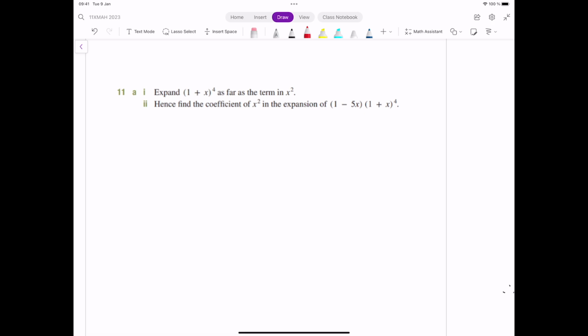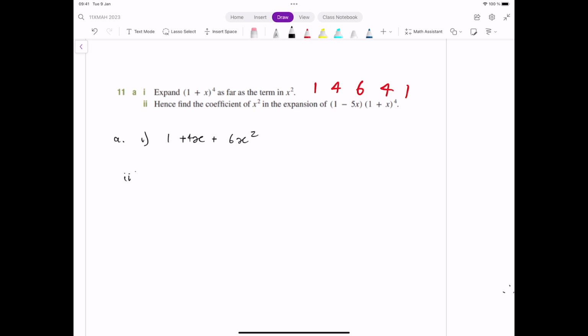Okay, this question says expand (1 plus x) to the power of 4 as far as the term of x squared. So we should know that our 4th row of Pascal's triangle is 1, 4, 6, 4, 1. So for question A, part I, we get 1 plus 4x plus 6x squared, and that's all we had to do.